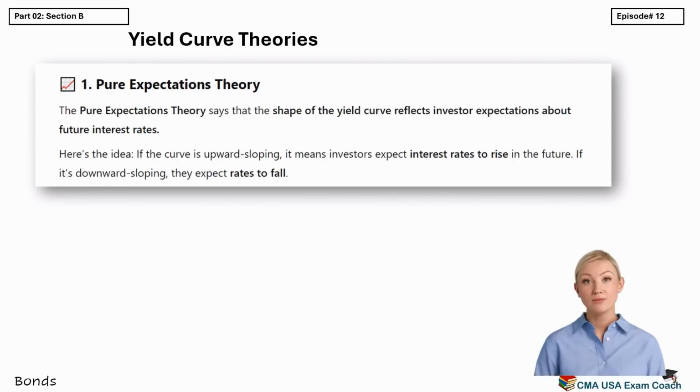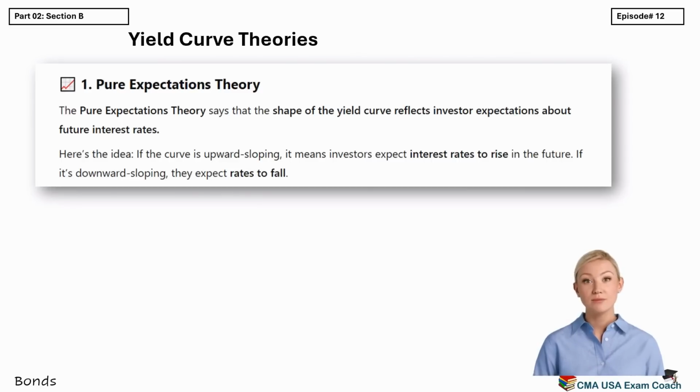For example, if a 1-year bond yields 4% and a 2-year bond yields 5%, that implies that the market expects the second year's 1-year rate to be about 6%. But this theory has a flaw. It assumes investors are completely indifferent between short-term and long-term bonds. And that's not realistic.